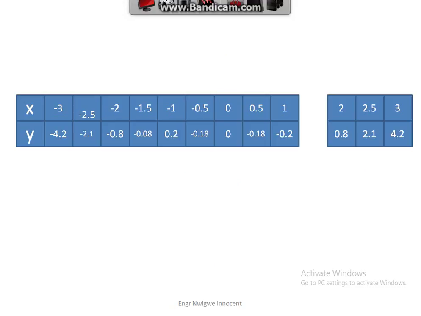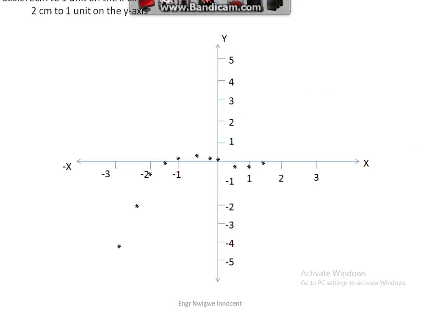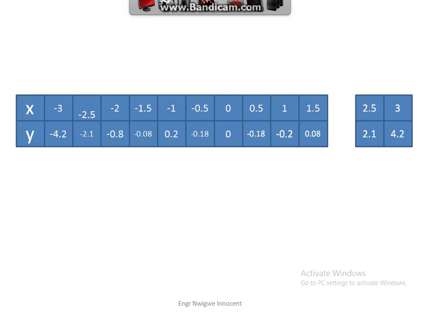Then the next figure for x is 1.5, and for y is 0.08. Then you now trace 1.5 along the horizontal axis of x and trace the 0.08, which is almost insignificant, and now locate the position of that point there and mark an asterisk. Then the next figure for x is 2 and y is 0.8.